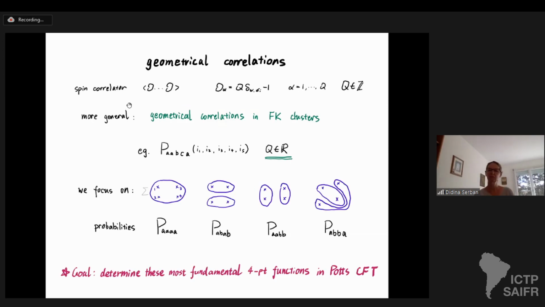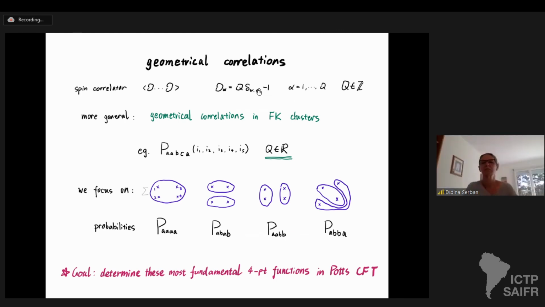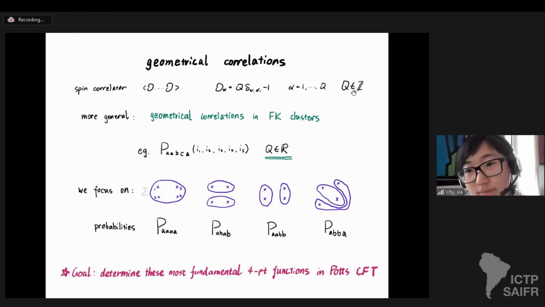And then we can talk about correlation functions. The most natural correlation function to discuss is the spin correlator on the lattice, where the spin variable is defined in this way. But this is only well defined for integer values of Q. So a more generic correlation function is this kind of so-called geometrical correlations, which are defined in terms of these clusters. And we're going to take a 5-point function as an example to explain.